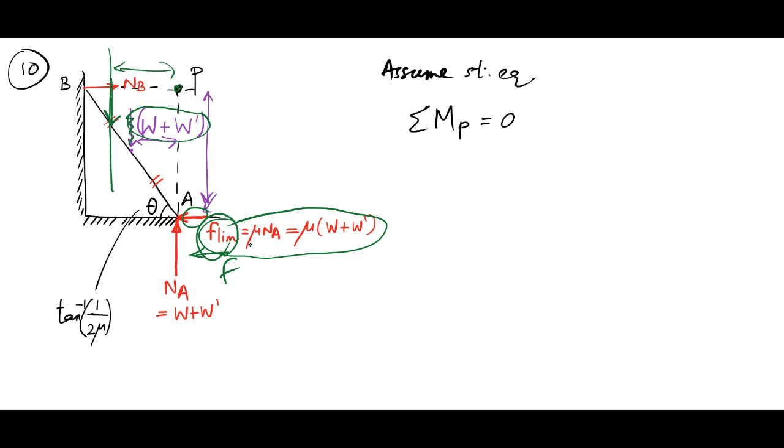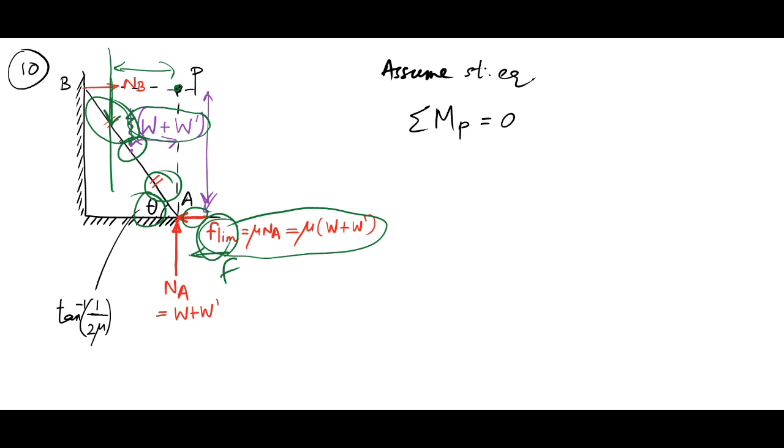F limiting is the maximum value of static friction, and therefore when the CG is in the upper half of the ladder, and under these conditions, for example when theta is tan inverse of 1 upon 2 mu and all that, surely the ladder is going to slip. When the CG is in the bottom half of the ladder or the rod, comfortable equilibrium, and when the CG is at the midpoint, it is limiting equilibrium. The ladder is on the verge of slipping.